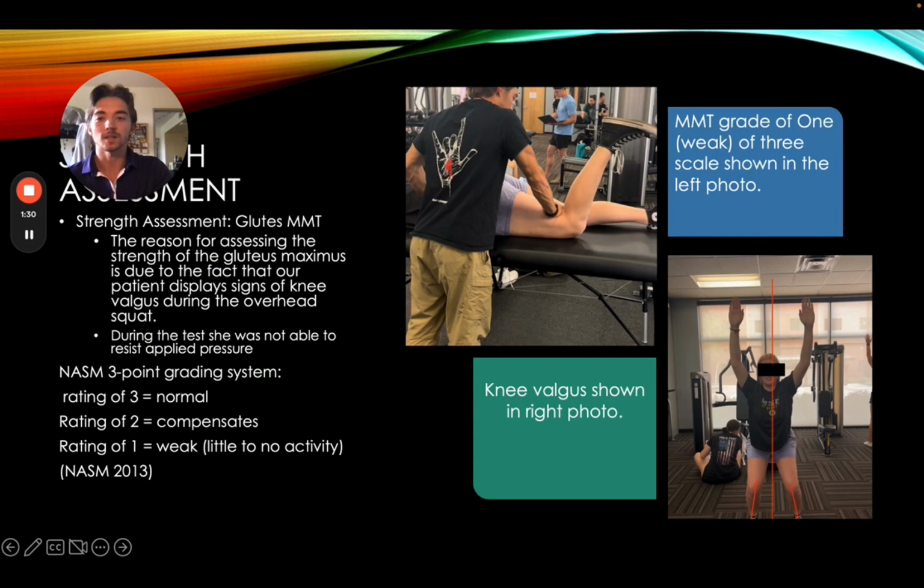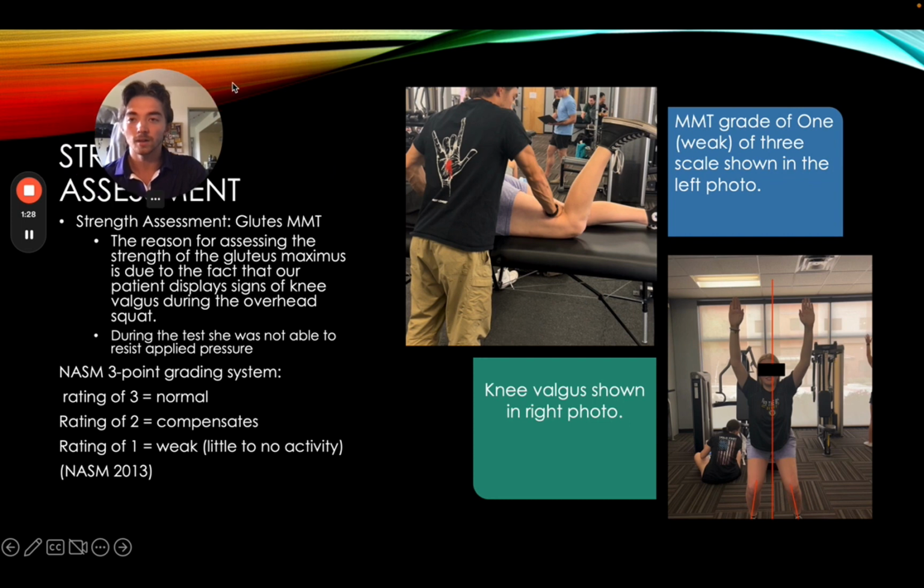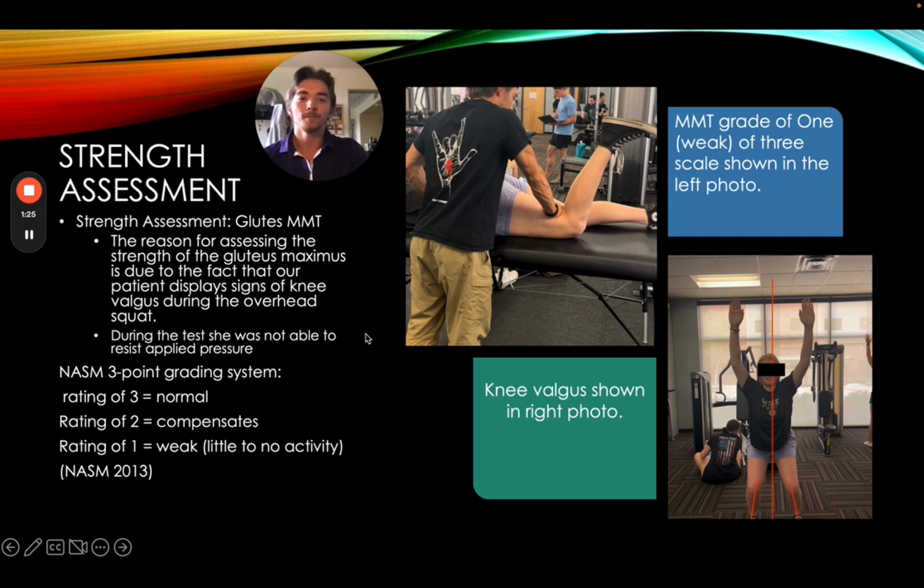I'm going to do the strength assessment. The reason why we picked the gluteus maximus to be assessed for strength is that we actually found that she has little to no activation of the gluteus maximus, which is important in all of life. While I applied pressure onto her lower thigh, this dropped the knee really fast. And so that is my portion.